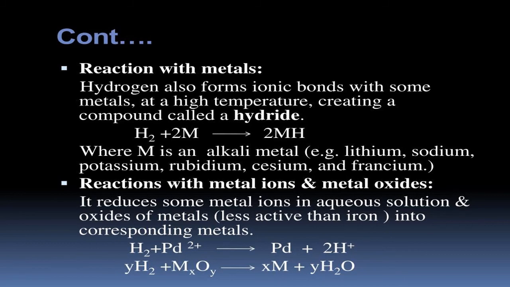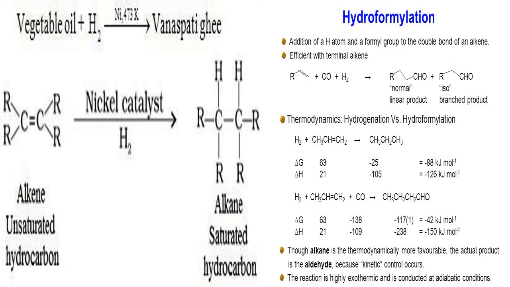Now, the same reaction is continued here. Metal with hydrogen gives metallic hydride. Now, these are some other important properties or reactions of hydrogen which are useful in our day-to-day life. One is what?